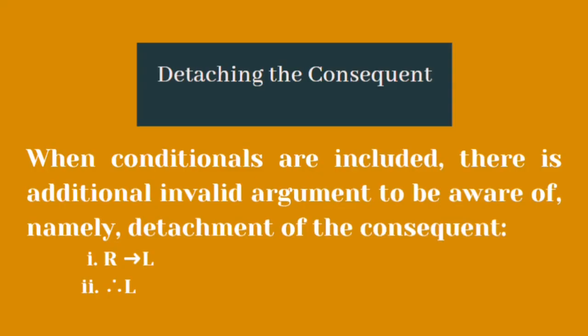Detaching the consequent. When conditionals are included, there is an additional invalid argument to be aware of, namely detachment of the consequent. Premise 1, if R, then L. Conclusion, therefore L. You cannot infer the consequent, since the consequent and the antecedent of a conditional can both be false while the conditional remains true.